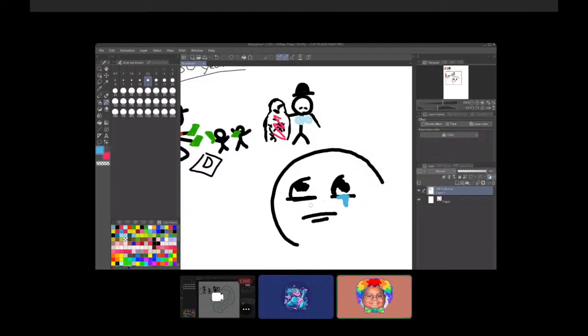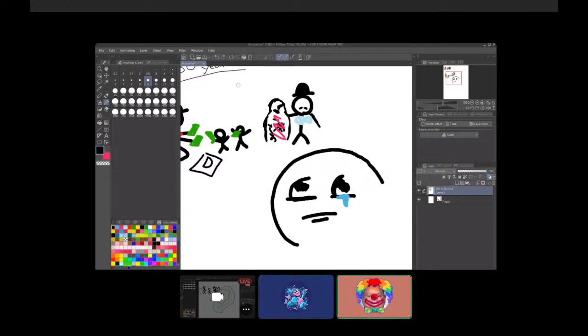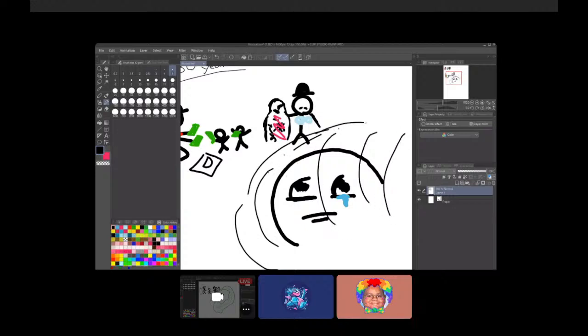No, he doesn't deserve that. Nodding back and forth. I don't know how to... Okay, how do I indicate that? Do I draw his head bobbing with a bunch of after images? Onion skin. That looks pretty accurate to me.